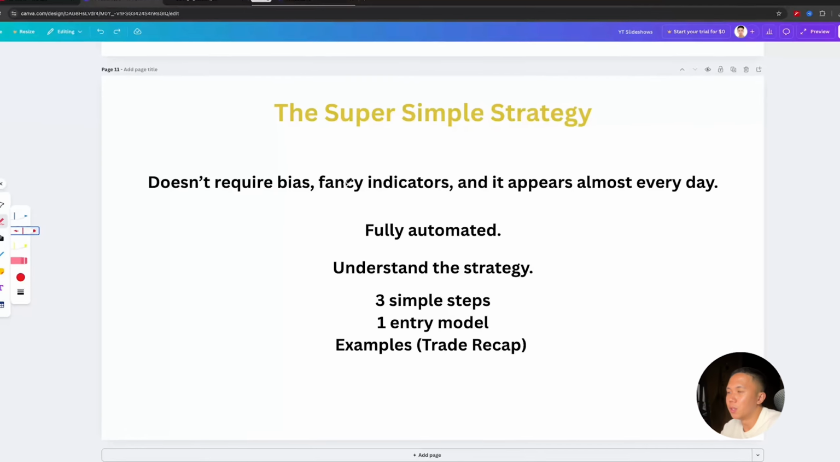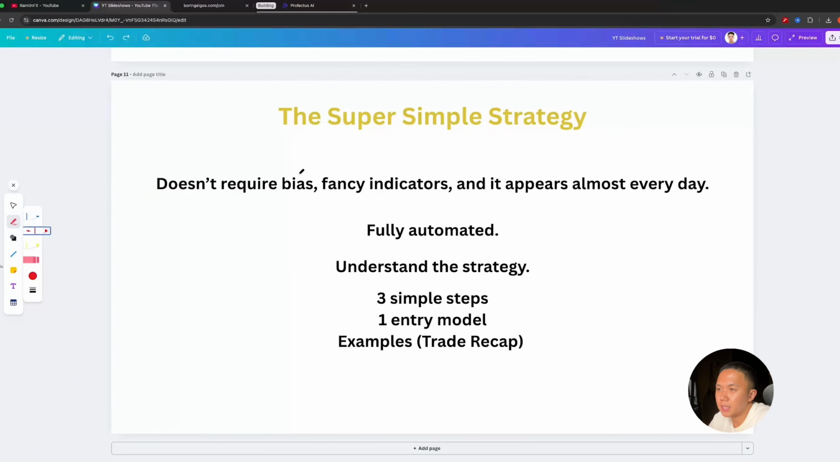So once again, I want to repeat that this super simple strategy doesn't require any bias, no fancy indicators, and it appears almost every day. Although this strategy is fully automated, I think it is still important that you understand the strategy before you run it on your own account. It only has 3 simple steps, 1 entry model, and I will be showing you a trade recap so that you can understand how it works.